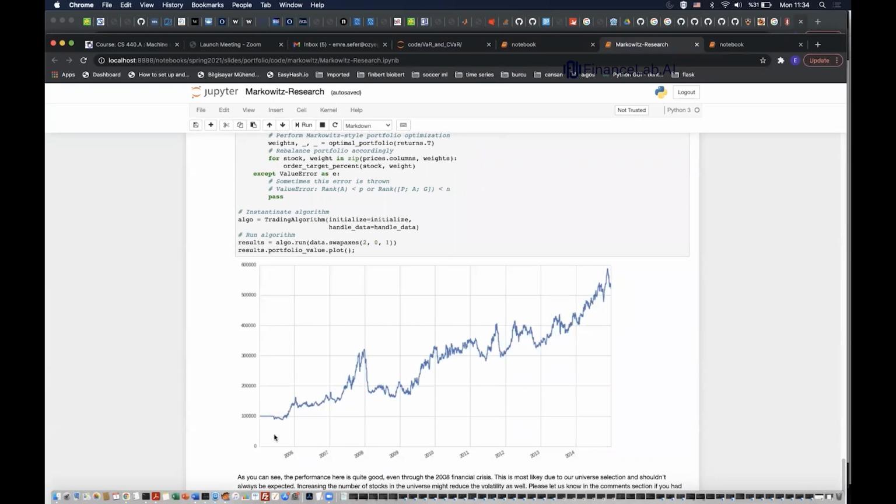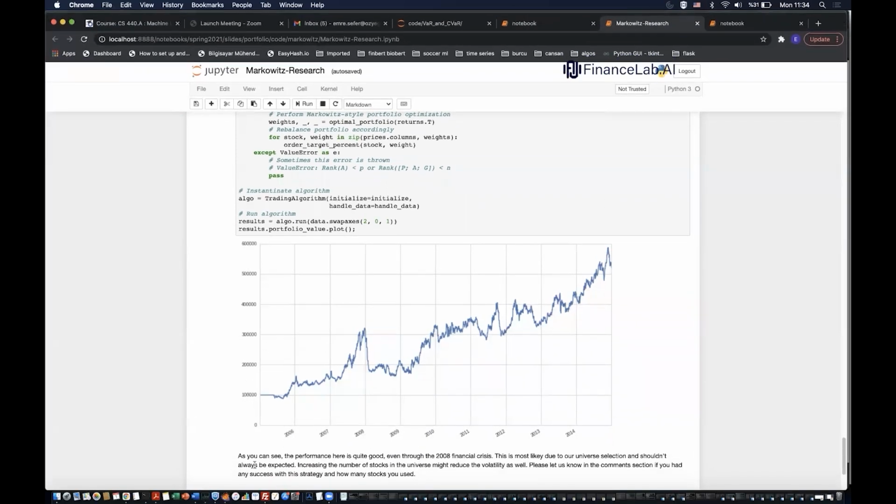So we start with 100,000 US dollars. And if we simulate this portfolio, always using the Markowitz portfolio or this trading strategy, we make our money grow, with just the 6 stocks that we considered, to 600,000. So it's almost like a 500% increase over these years. And this is another sample notebook that I will upload.